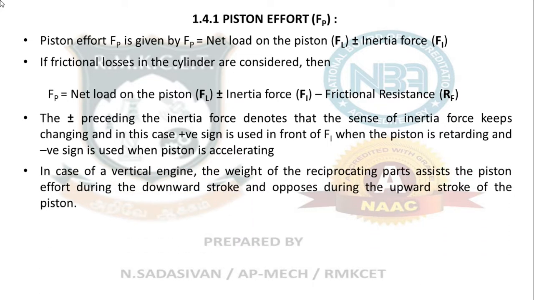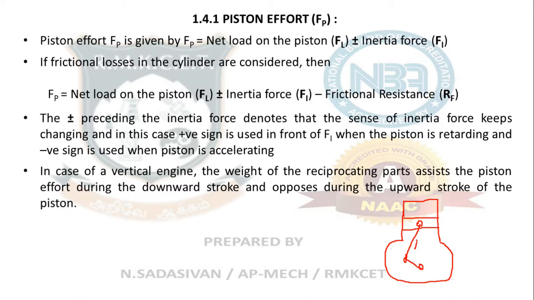In case of a vertical engine, the weight of the reciprocating parts assists the piston effort during the downward stroke and opposes during the upward stroke. It's very simple to understand, right? Let us say I have an engine like this. Why I am taking so much time to explain these things is, you have to decide plus or minus based on the crank angle in any given problem. It is not just a plus or a minus for all the problems. So I am having an engine like this.